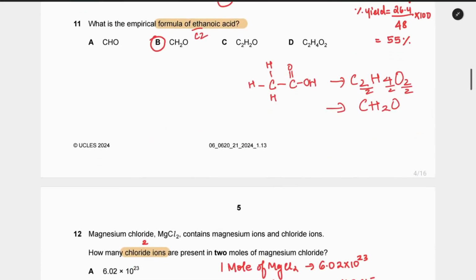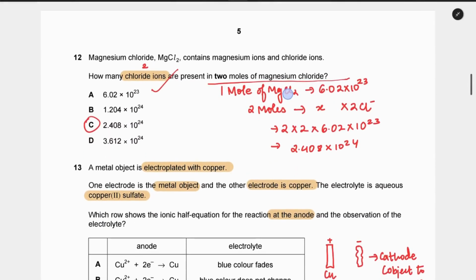Next question, 12th question. Magnesium chloride contains magnesium ions and chloride ions. How many chloride ions are present in 2 moles of magnesium chloride?